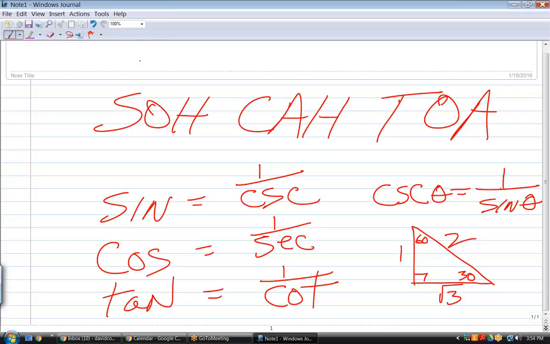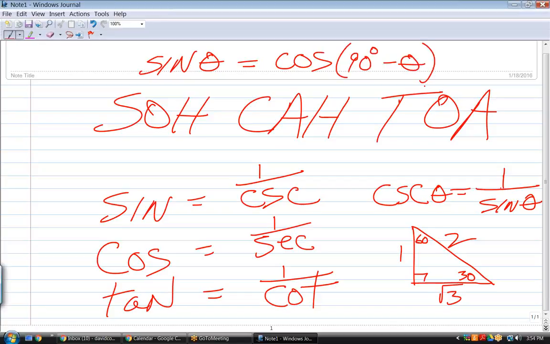Right. So there's another relationship. The sine of any angle is equal to the cosine of 90 degrees minus that angle. In other words, the angle I just gave you was 30 degrees. Well, this is 1/2. Cosine of 60 degrees is 1/2.